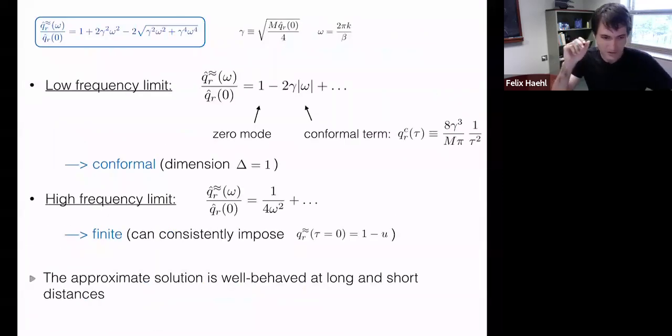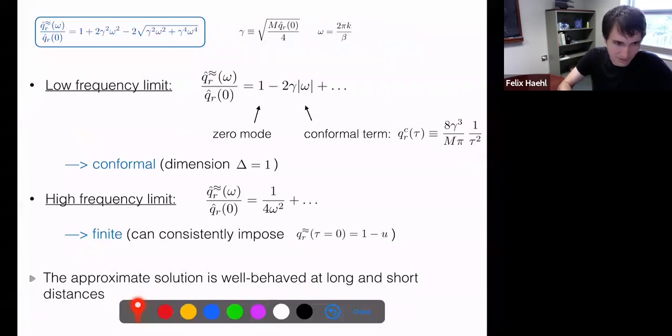Now, this approximate solution is quite nice. First of all, let's consider this approximate solution at high and low frequencies and see what it behaves like. At low frequencies, to leading order, you get the zero mode, a constant, and then the subleading term goes like absolute value of omega. So that's associated with a conformal scaling solution.